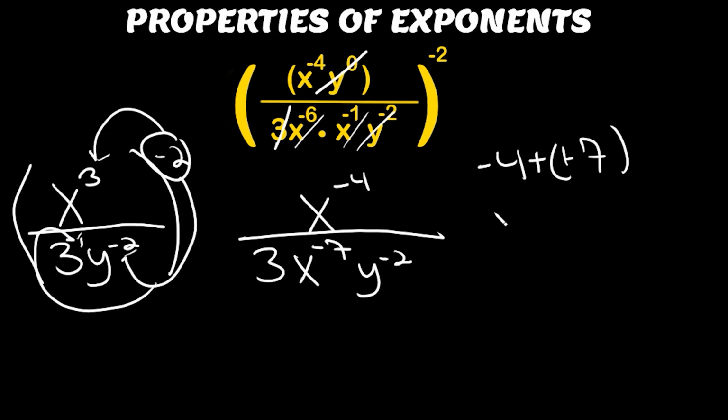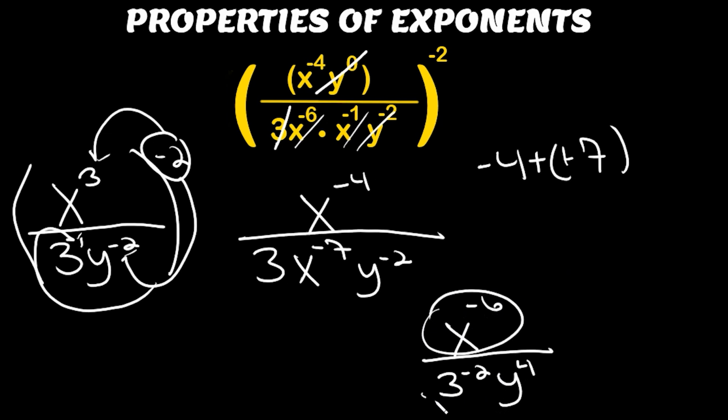So when we do that, we get x to the negative 6th power. I'm going to write that right here. X to the negative 6th power, right? And then we get 3 to the negative 2. And then we get y to the 4th power. Okay? So there's a couple more things we can do here. I can use the negative exponent properties, and I can bring this guy down, and I can bring this part up.